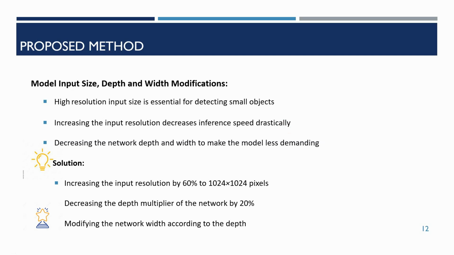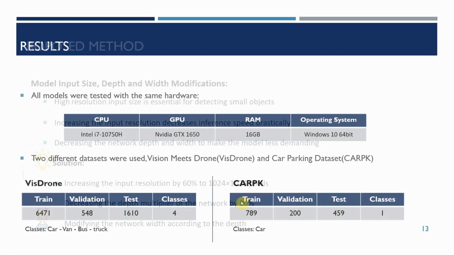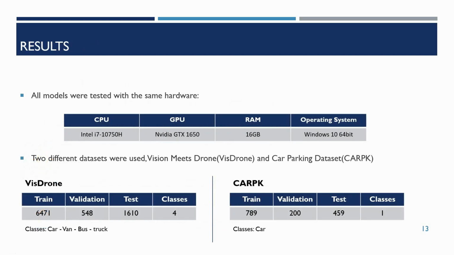So we increased the input resolution by 60% to 1024 by 1024 pixels, and decreased the depth multiplier of the network by 20% to maintain real-time detection speed. Modifying the network width according to the depth was our other solution. All of the models were tested with the same hardware for a fair assessment and comparison, and the specifications of our hardware can be seen in this table.